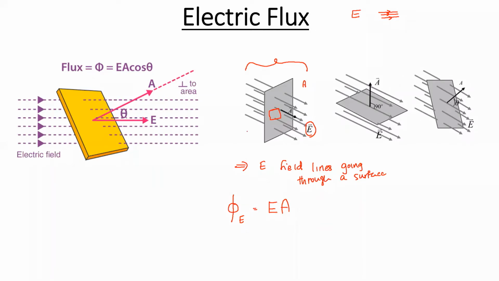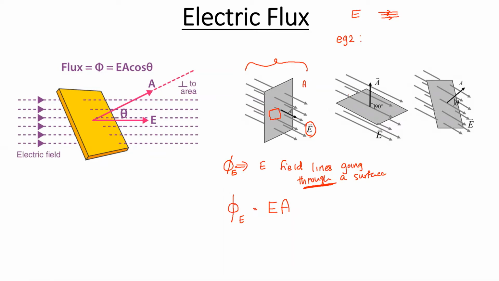So we know that it depends on the electric field and the area. And there's one more thing that we have to look into. And that is the angle between your electric field and your surface. So let's look at this example. I'll call it example 2. Electric flux is the electric field lines going through a surface, right? So your electric field lines should cut the surface. It should go through the surface.